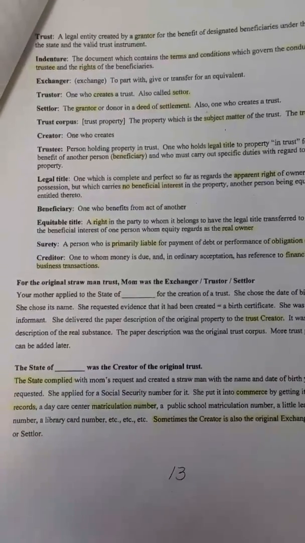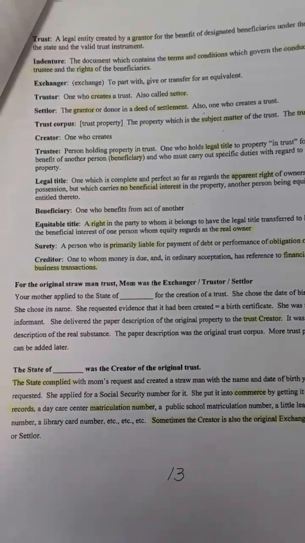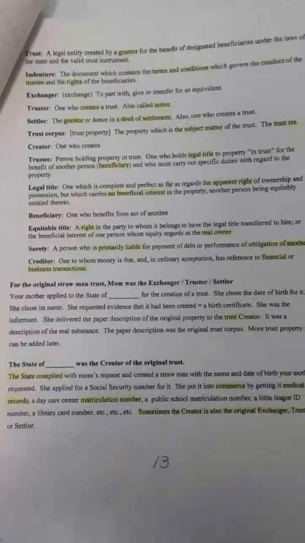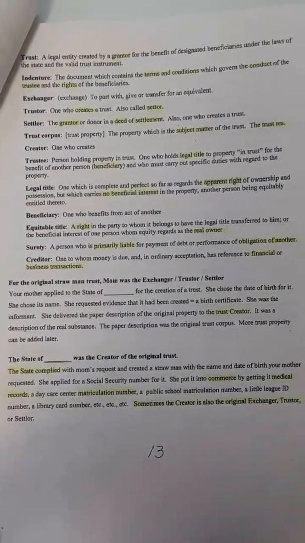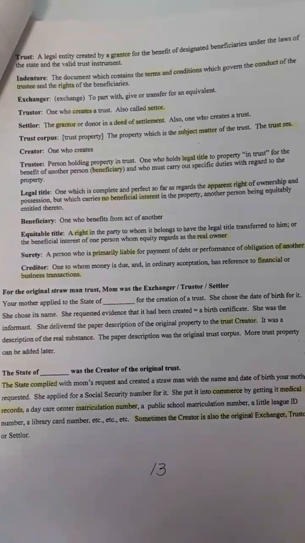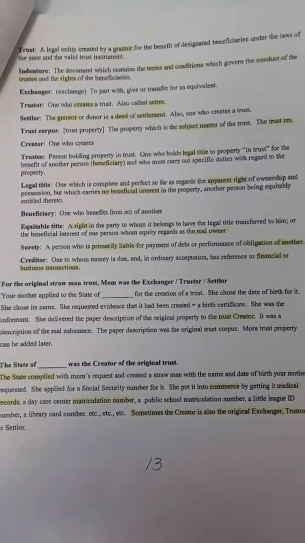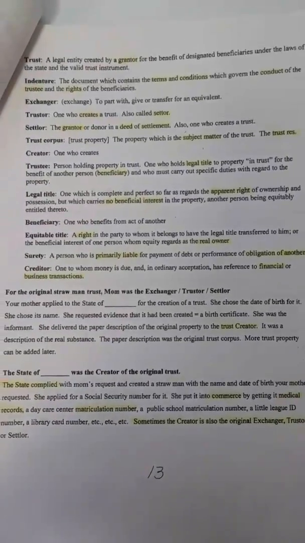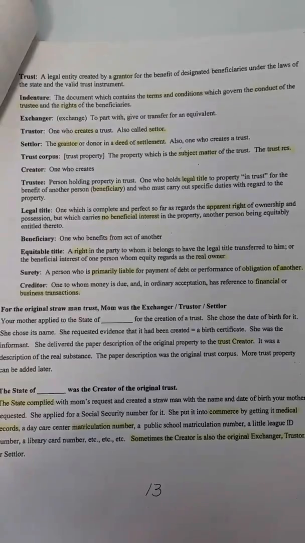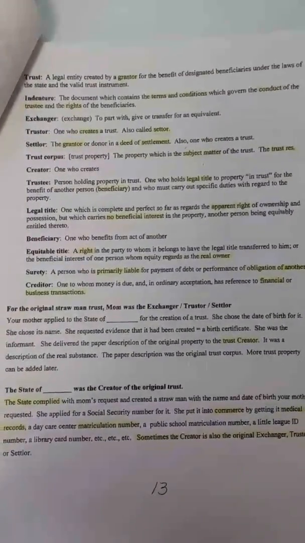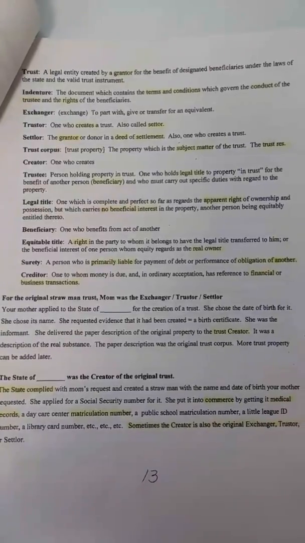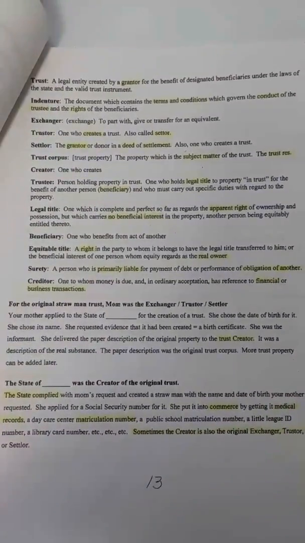Okay? That means they're the one who created the birth certificate. So it's theirs. So how you going to authenticate something that don't belong to you? It can never belong to you. The state complied with mom's request and created a straw man with the name and date of birth your mother requested. She applied for a social security number for it. She put it into Commerce.